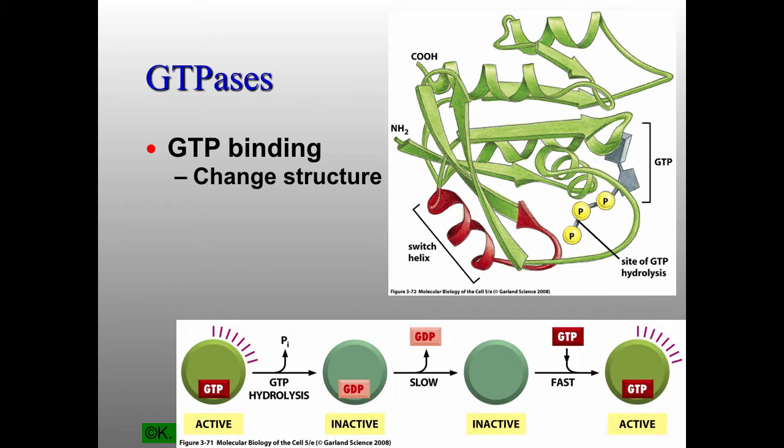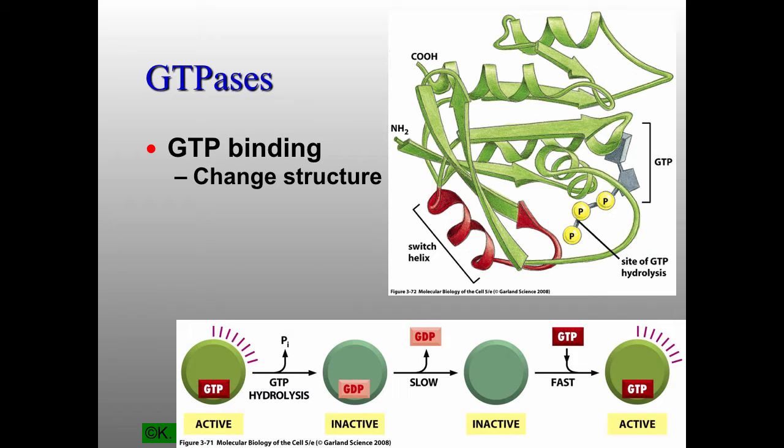Generally, here at the bottom, we start out active when bound to GTP. There's hydrolysis that happens, and again, that's by the G protein itself. Once it's bound to GDP, it's now in a different conformation, different structure, different function, usually inactive. This process can be sped up by those GAP proteins, but not necessarily. You'll have this hydrolysis that happens anyway.